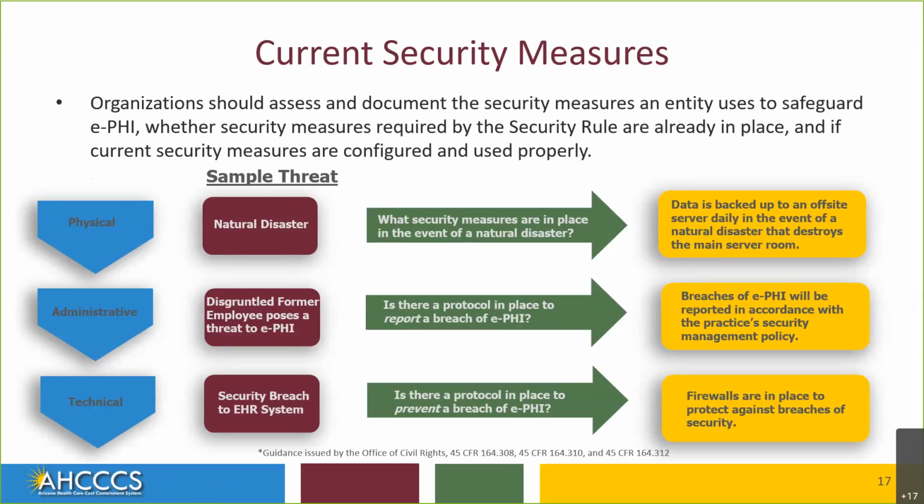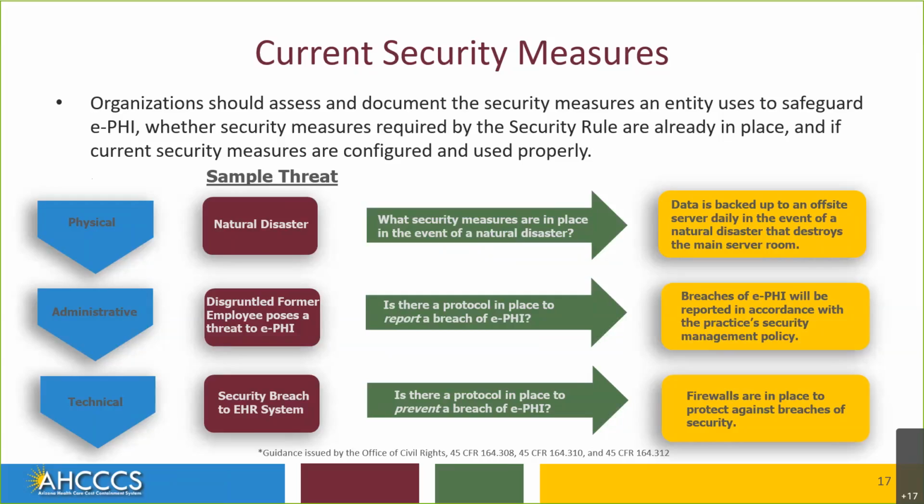A sample of a threat for physical is a natural disaster, such as a tornado. So when you're walking through trying to identify current security measures, you want to say, okay, what security measures are in place in the event of a natural disaster? And if you look to that far right, you can state that data is backed up to an offsite server daily in the event of a natural disaster that destroys the main server room. That's just one example of how you're going to identify those physical safeguards that are currently in place at the practice.